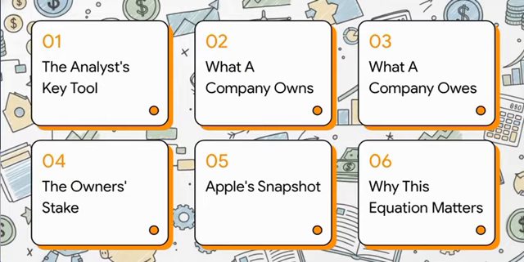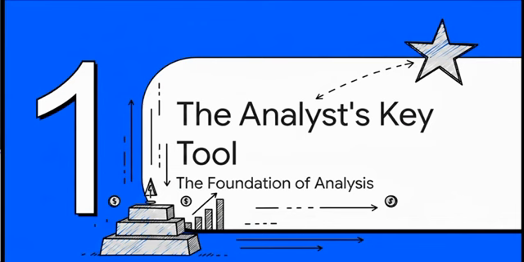All right, so here's our game plan. First, we'll cover the key tool itself. Then, we'll break down what a company owns, what it owes, and what's actually left for the owners. After that, we're going to put it all to the test with a real-world look at Apple. And finally, we'll wrap up with why this simple equation matters so much. Okay, let's dive right in.